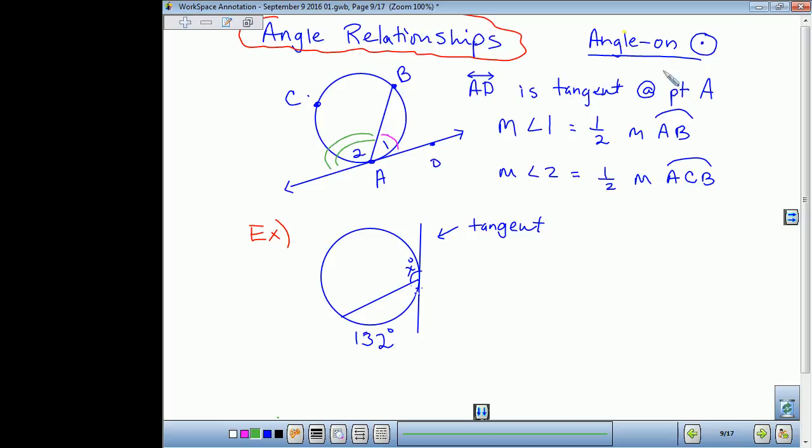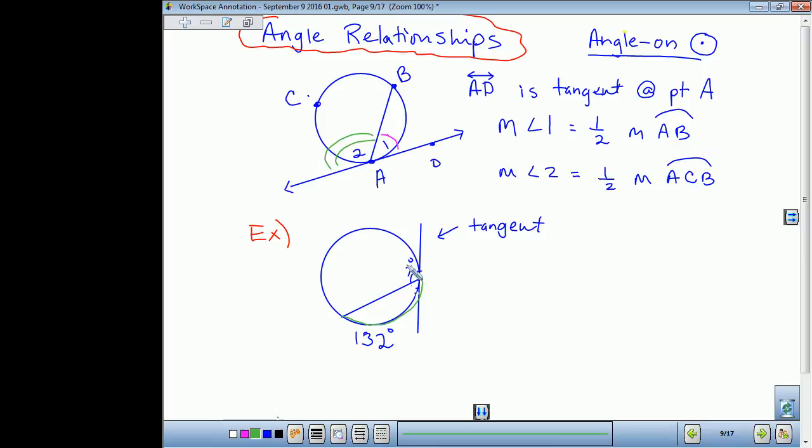If we have an angle that is on the circle, the measure of that angle is equal to half the intercepted arc. So angle 1 would be half of the measure of arc AB. Angle 2 would be half of the measure of arc ACB. Here we have X, which we're asking for. We're told that this is a tangent line, and you're given that the measure of this arc is 132.